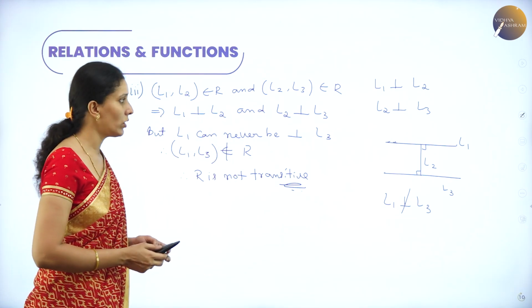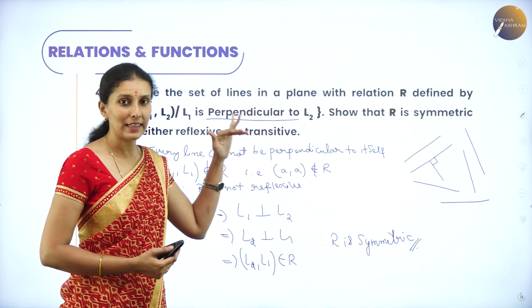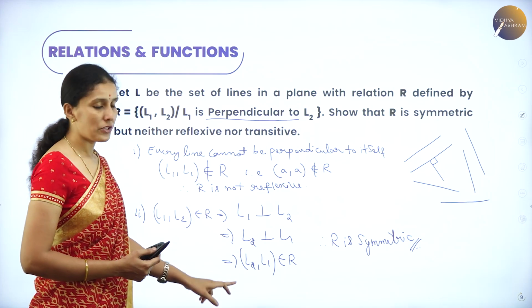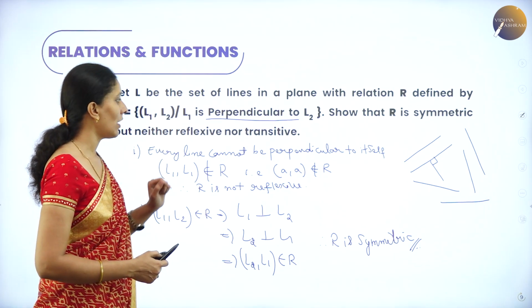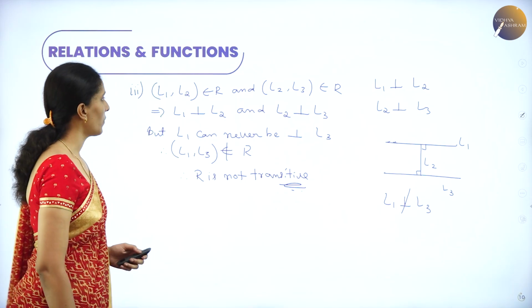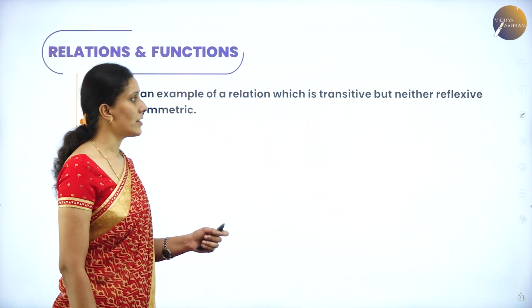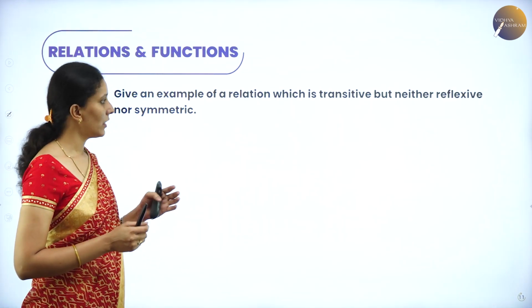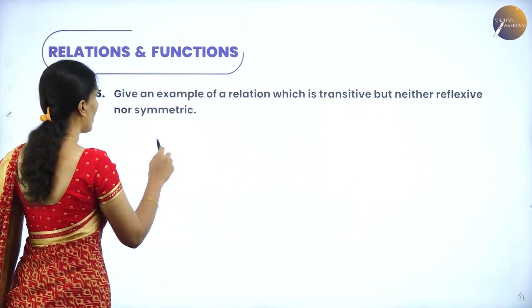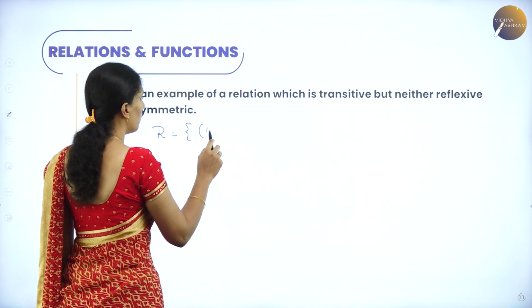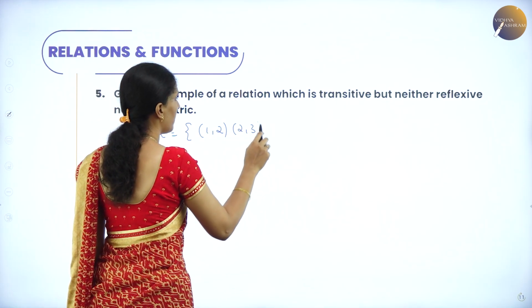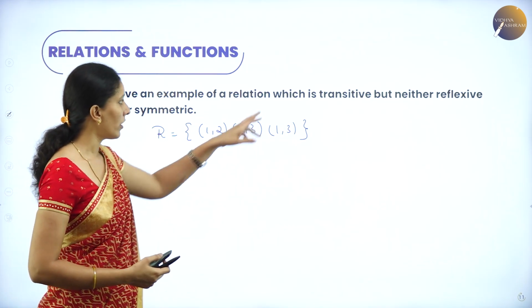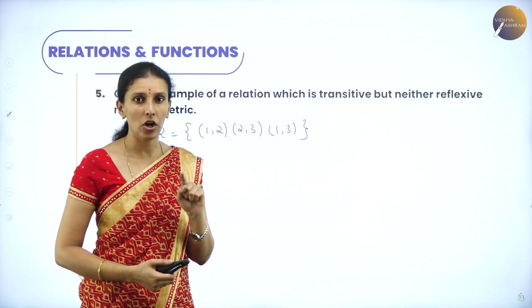So hence we have shown that for the set of all lines in the set L, the relation perpendicular to is only a symmetric relation, but it is neither reflexive nor transitive. Next question, give an example of a relation which is transitive but neither reflexive nor symmetric. Now I can give any example to show that it is transitive. So I can write a set of relation in the form of (1, 2), (2, 3), (1, 3).